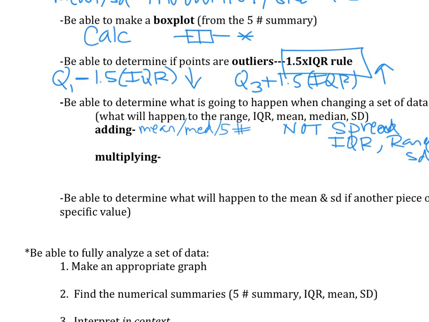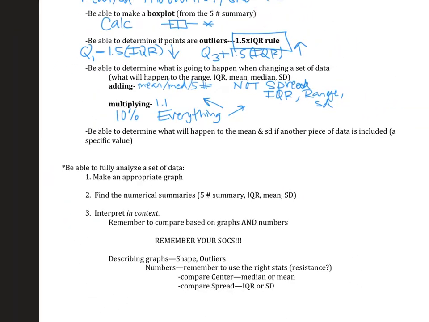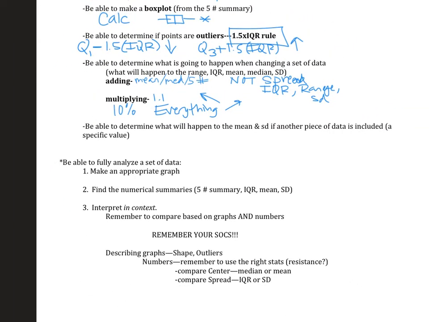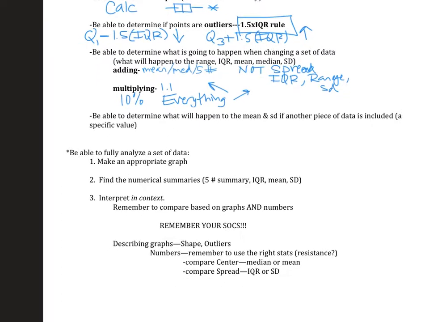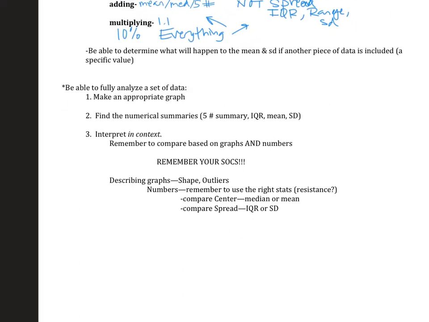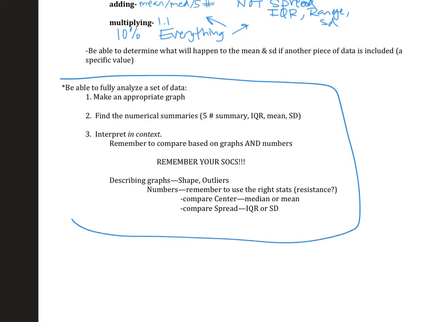Now, multiplying, if you multiply everything, like everyone gets a 10% bonus or something, you multiply everybody by 1.1 to give them that bonus, then that means everything gets multiplied. All of your stats will change. Those will change, everything. All right, be able to determine what will happen to the mean and standard deviation if another piece of data is included, a specific value. So we talked about that a little bit. Okay, and then this you can read on your own. It just summarizes everything. Let's do 2 problems. Here we go.